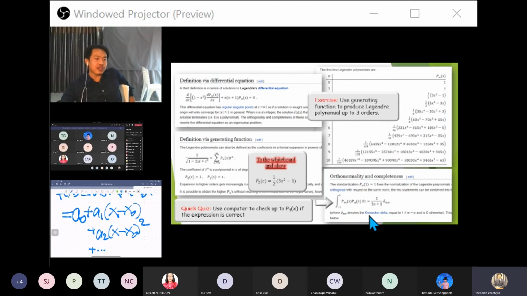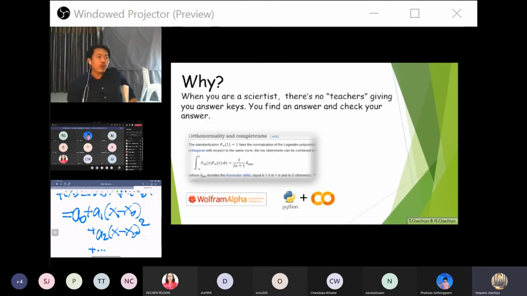You always have to do this in your professional scientist career. When you are a scientist like me, there's no teacher that gives you the answer key. You are your own teacher, and you always have to check if you get the right answer, because as Richard Feynman said, you can always be fooled by yourself. So you always have to check. Let's check if P3 is correct by using the Google Colab platform.